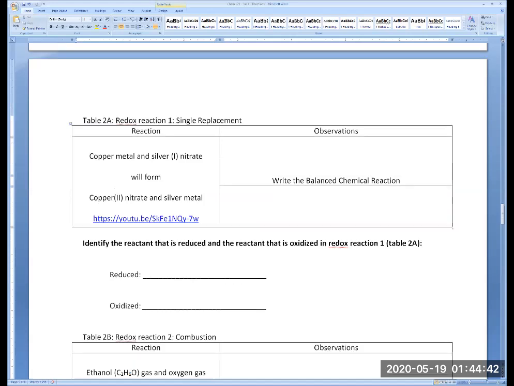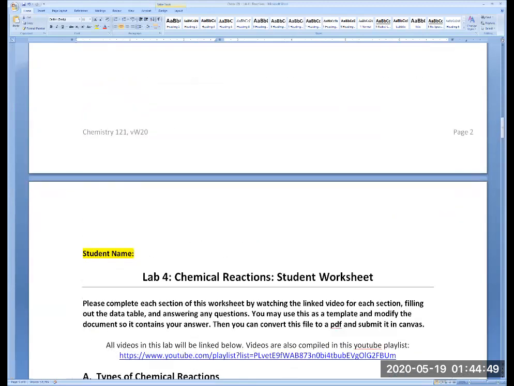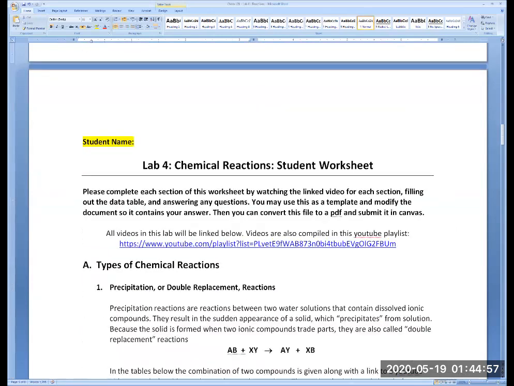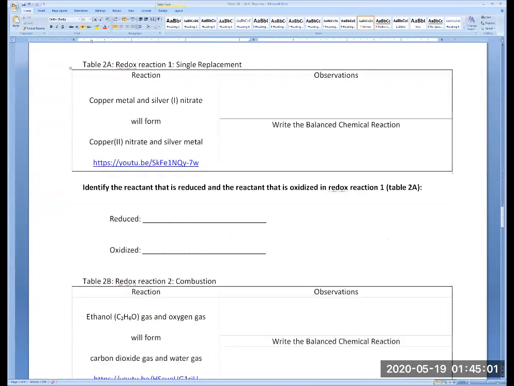Let's look at it. Nitrate. We have already seen nitrate, so we know what it is. It's NO3 minus. So nitrate always makes a soluble compound, right? There are no exceptions. So that means the silver nitrate will be an aqueous solution.